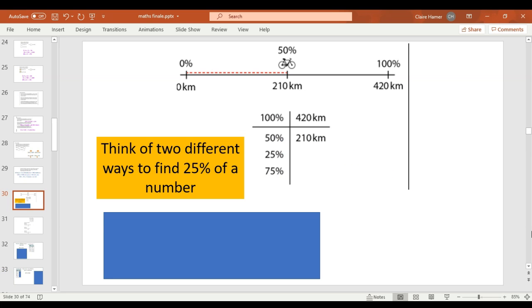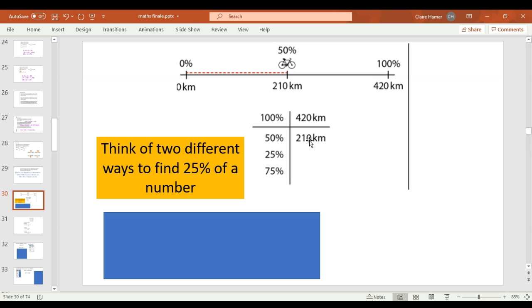Okay, so as I said earlier, with percentages, it's good because there are different ways of getting the answer. So there'll only ever be one correct answer, but it's nice that you can get to the right answer choosing your own method. So for this question, you can see on screen it says that 100% is equal to 420 kilometres. So that's the full journey. Half of the journey, so 50%, is 210 kilometres.